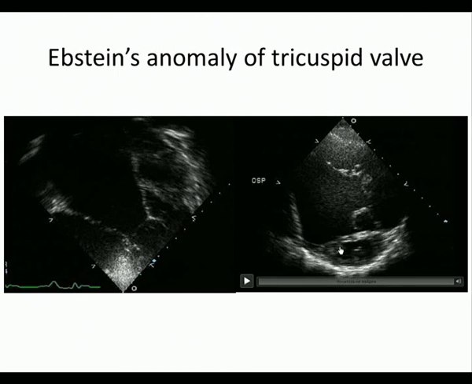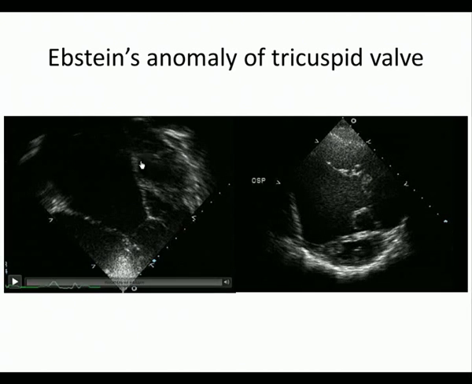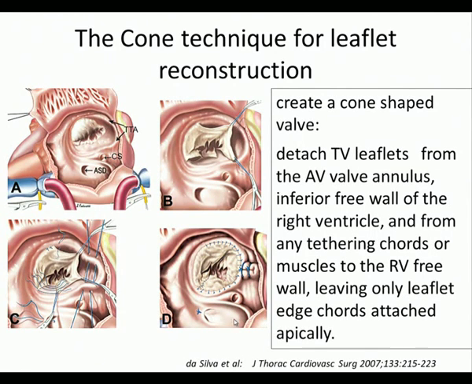The problem is not a deficiency of leaflets. There's tons of leaflet tissue. It's malposition of the leaflets. The leaflets are displaced, the septal leaflet in particular. There's usually a very large anterior leaflet, and often even a very large inferior leaflet, but they're malpositioned. And this procedure, which was described by Da Silva almost 8 years ago, and he has, I think, 13 years of follow-up, actually corrects that problem very directly.